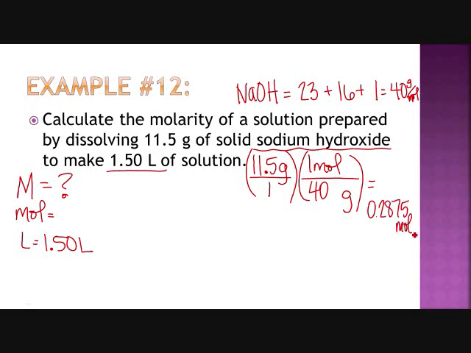Okay. And now to find molarity, what are we going to do with that number? Because that is not molarity. Yes. Now we have to divide by the volume to get the molarity. So we would just take the 0.2875 divided by 1.50. What if I gave you the volume in milliliters? Could I just use milliliters, or do you have to change it to liters? It has to be liters. Just capital M for molar for the unit on molarity.